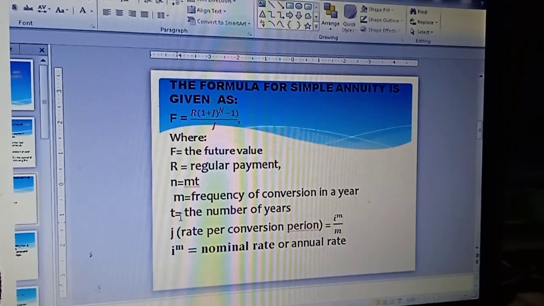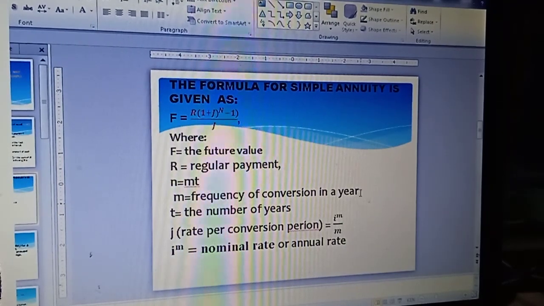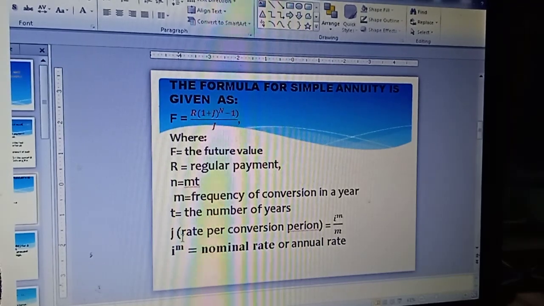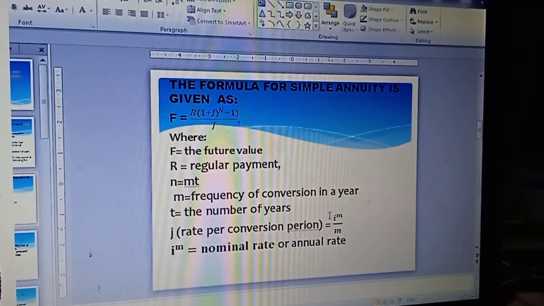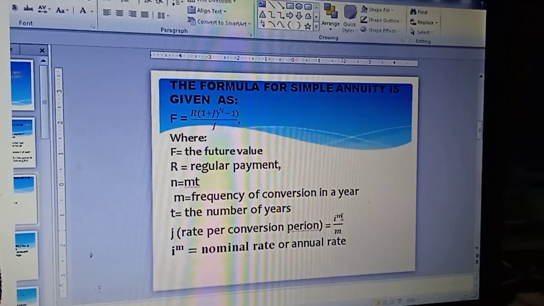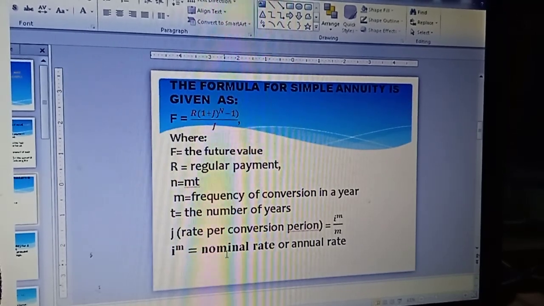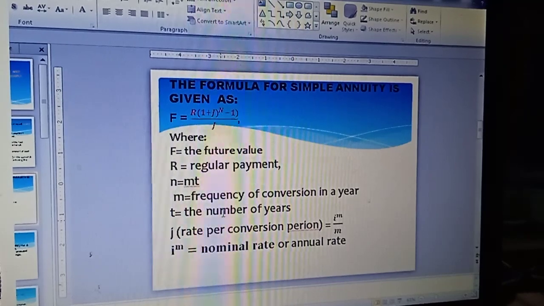Okay, so m is equal to the frequency of conversion in a year, t is the number of years, and j is the rate per conversion period. This is equal to the nominal rate, i sub m, over m. Okay, this is the nominal rate or annual rate.